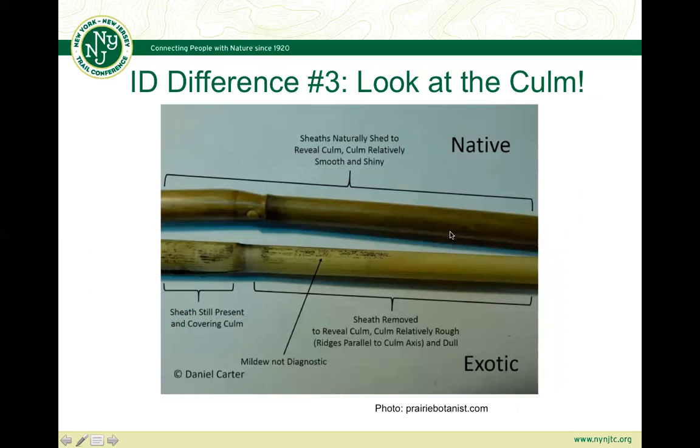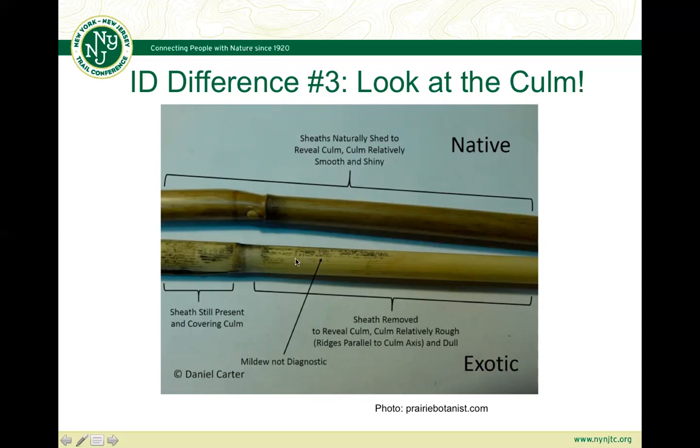So once those sheaths are peeled back, you can also look at the culm itself, that inner stem. In the native species, the sheaths are naturally shed to reveal the culm, and the culm is relatively smooth and shiny. Versus the invasive Phragmites, where you're going to find more of these parallel ridges. If you look very closely here, you can see those parallel lines running. When you touch it, it'll be a little bit rougher, and you'll see those parallel ridges along the line. Versus in the native, it's a little bit smoother, shinier, and those parallel ridges are not as obvious.